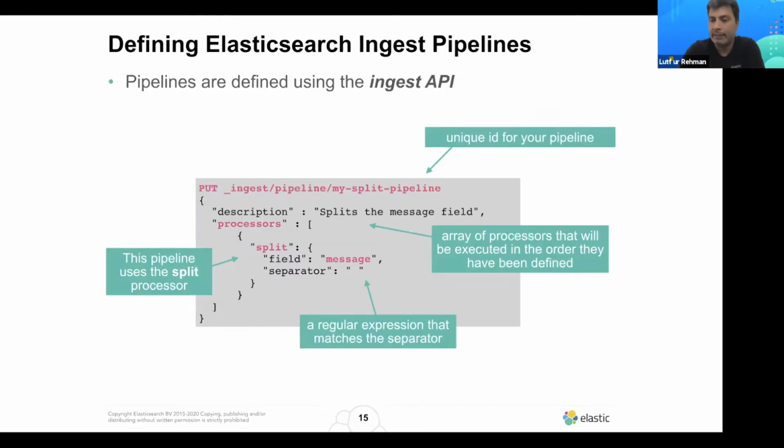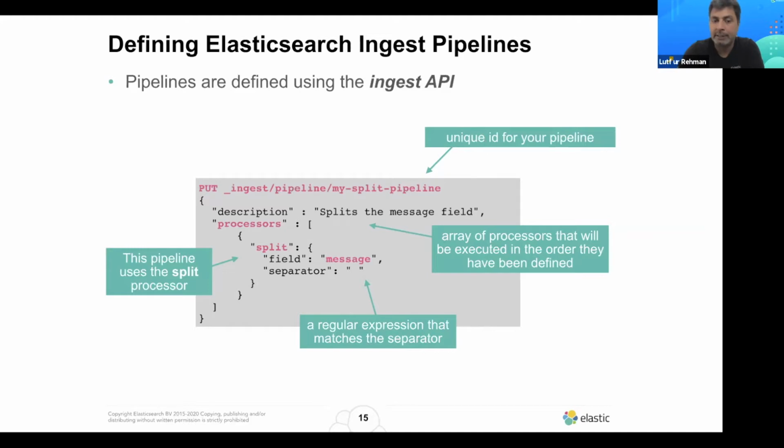How can you define that ingest pipeline? You can define it by using the ingest API. By using that API, you need to provide a few things. Number one, you need to provide the unique ID of your pipeline. Then you need to provide the array of processors. You can simply provide a single processor, or you can provide multiple processors as well. So you can see that in the processor section here, we have that array syntax. That simply means that you can provide more than one processor as well.